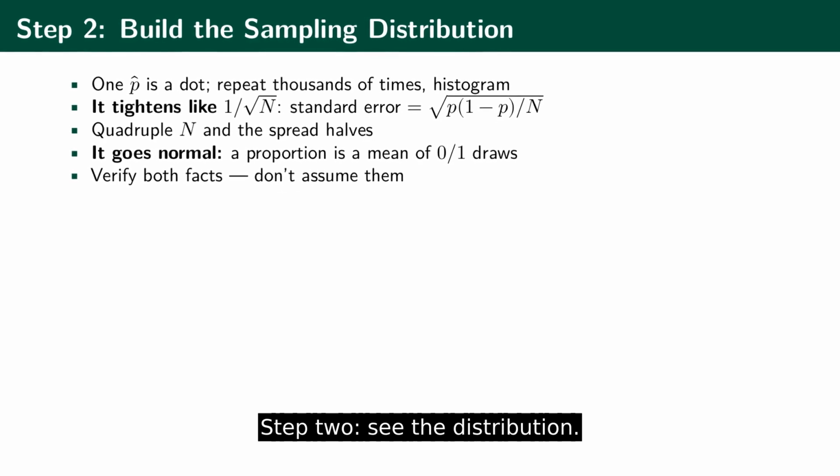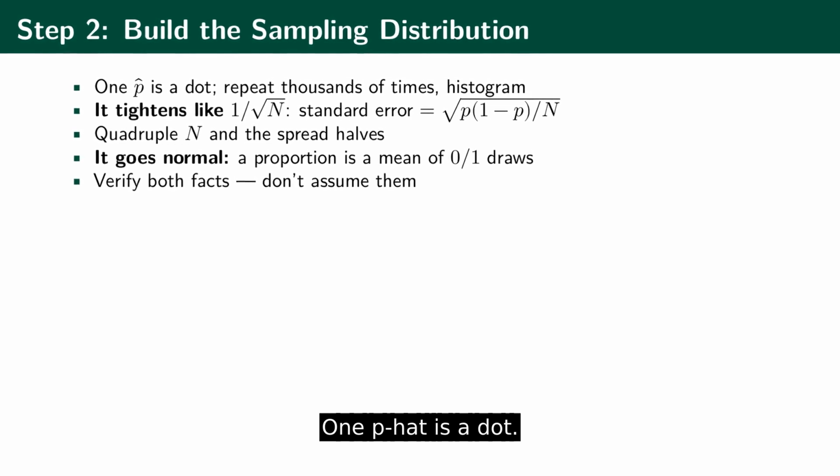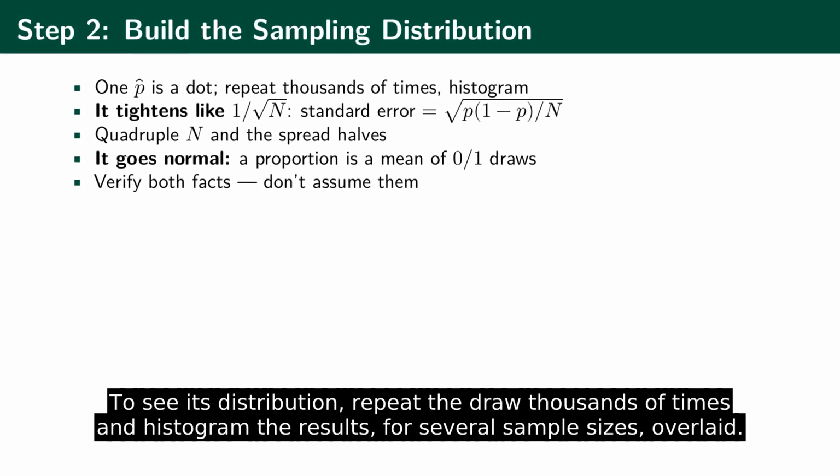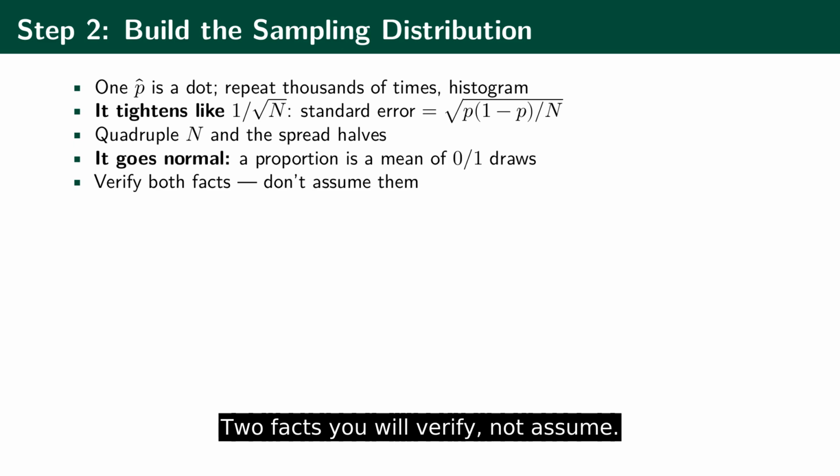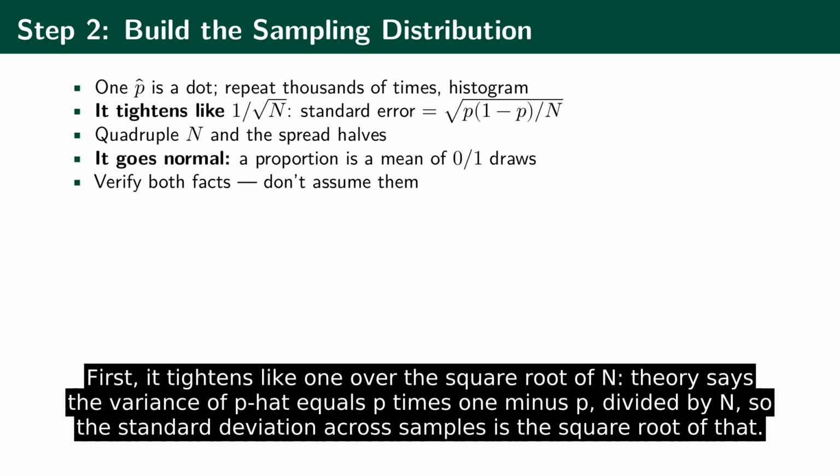Step 2. See the distribution. One p hat is a dot. To see its distribution, repeat the draw thousands of times and histogram the results for several sample sizes overlaid. You are reconstructing by brute force the sampling distribution Chapter 1.3 defined and 1.4 gave a shape to.